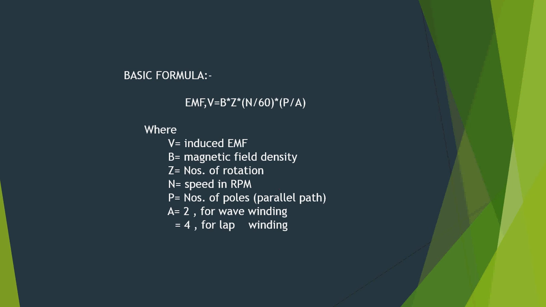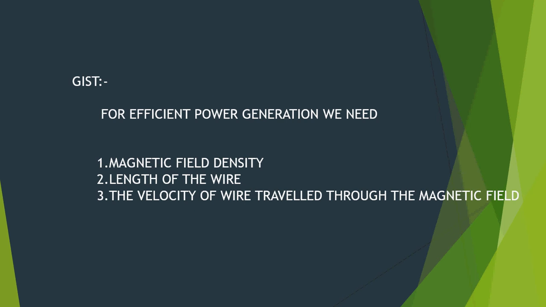EMF is equal to B into Z into N by 60 into P by A, where V is the induced EMF, B is the magnetic field density, Z is the number of conductors, N is speed in RPM, P is the number of poles, and A is 2 for wave winding and 4 for lap winding.